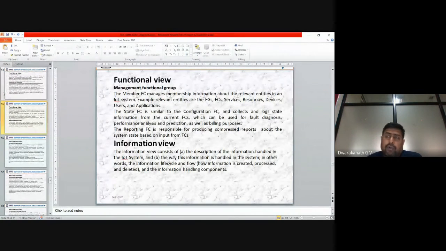It depends on your project. So it depends on how you are deploying your project and where the sensors have been deployed. So that's the one thing.